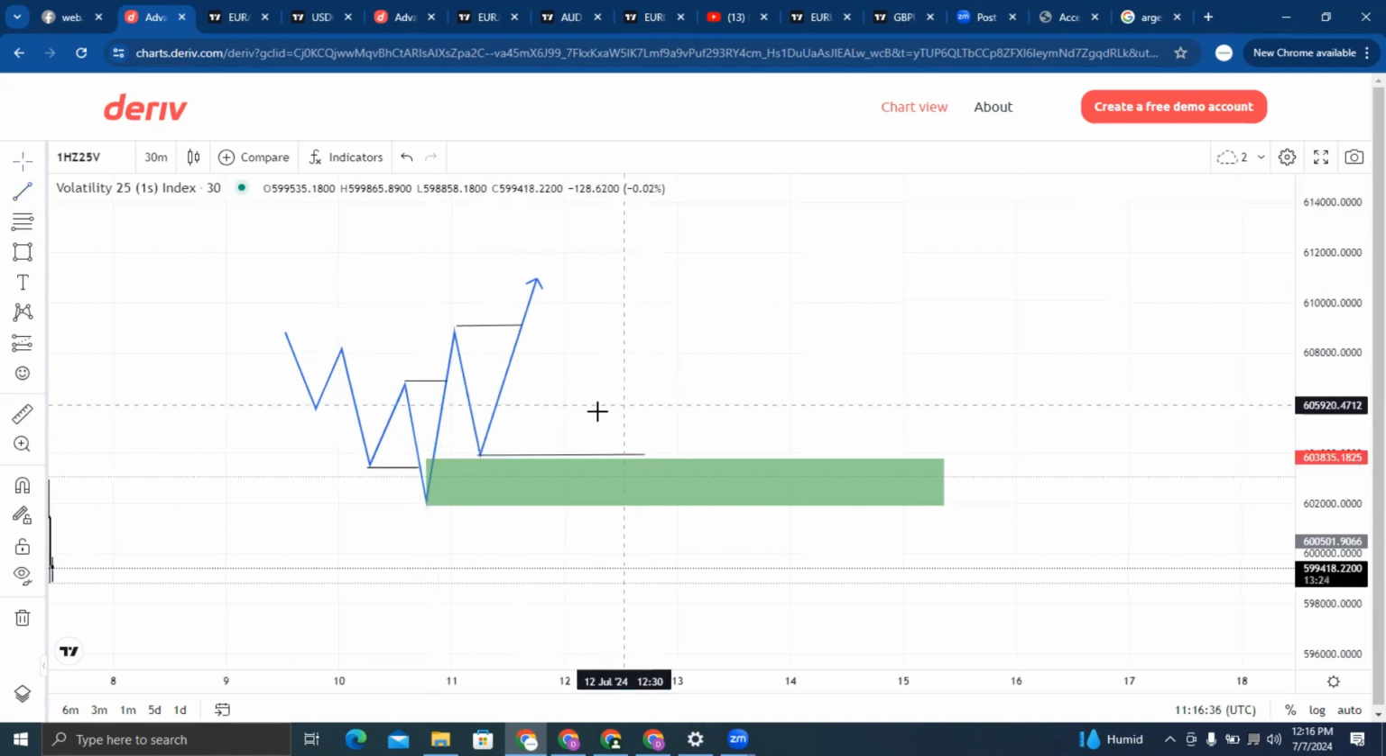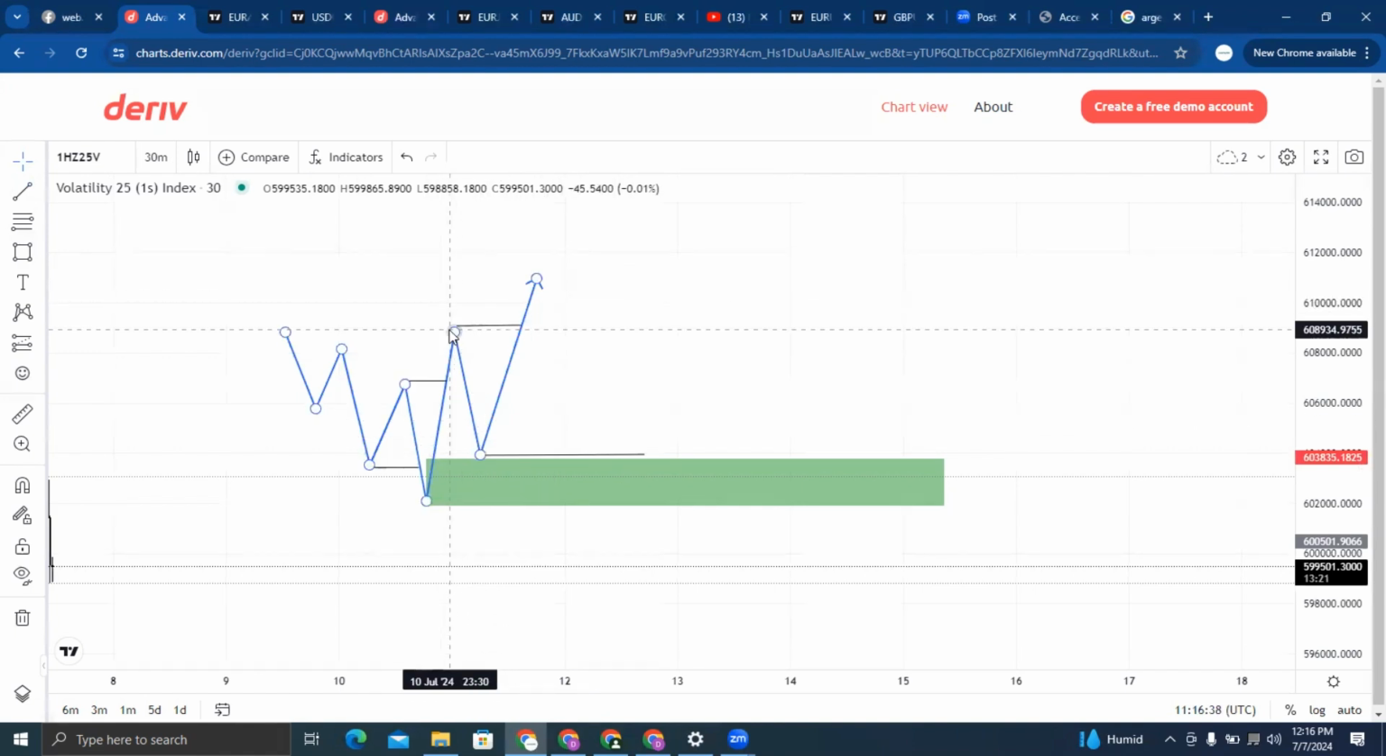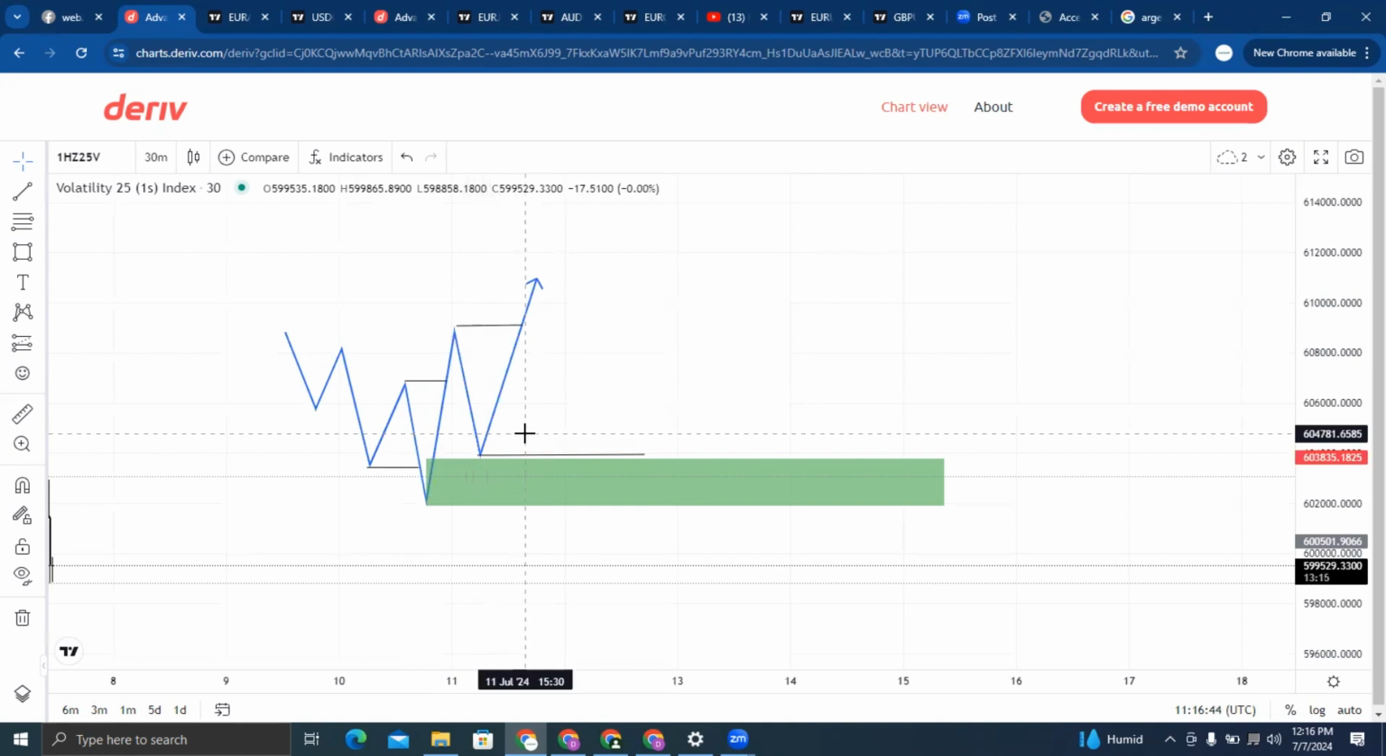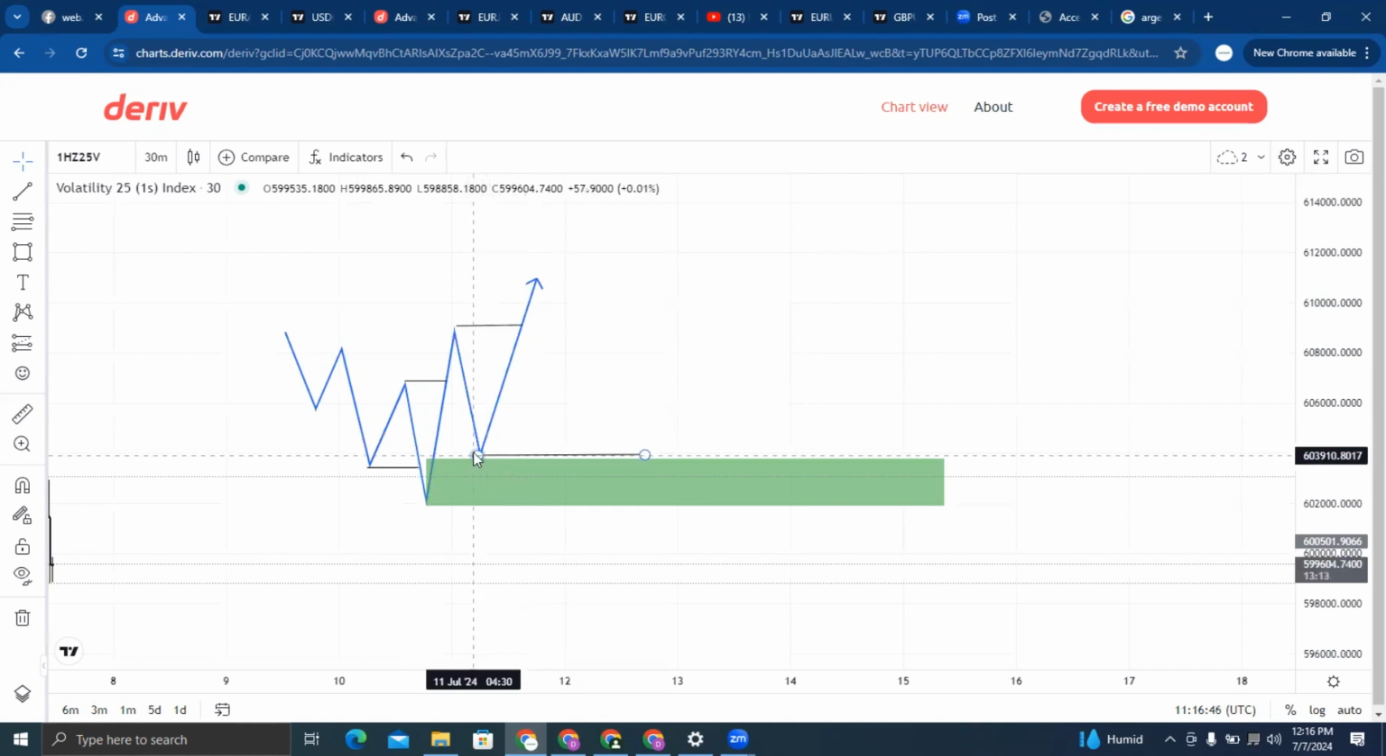A lot of people are going to be trying to take buys because they see a break of structure here. A lot of people want to take their buy entry from here, but most likely they will be taken out and price will do something like this.